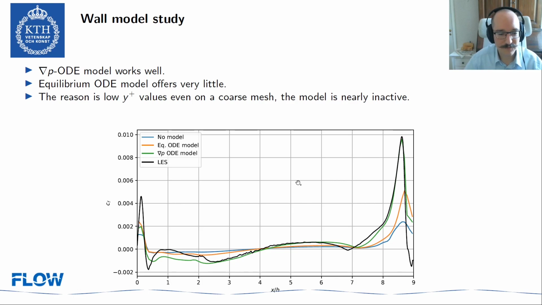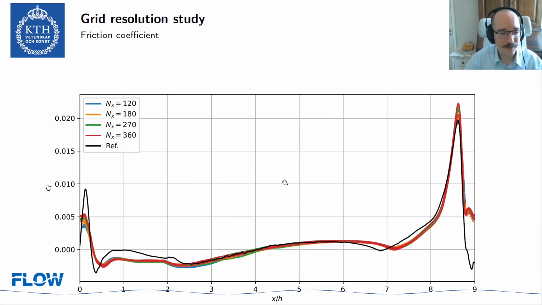So this highlights the need for higher Reynolds number benchmark data. Okay, so now looking at the grid resolution study, where we'll also focus on CF due to lack of time to look at more quantities.